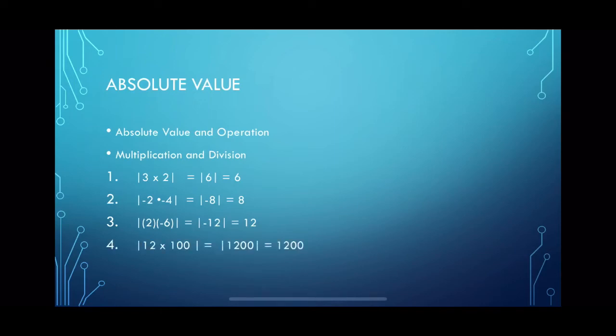So for number 4, absolute value of 12 times 100. So we will have absolute value of 1,200. Then to get the absolute value of 1,200, we have 1,200.